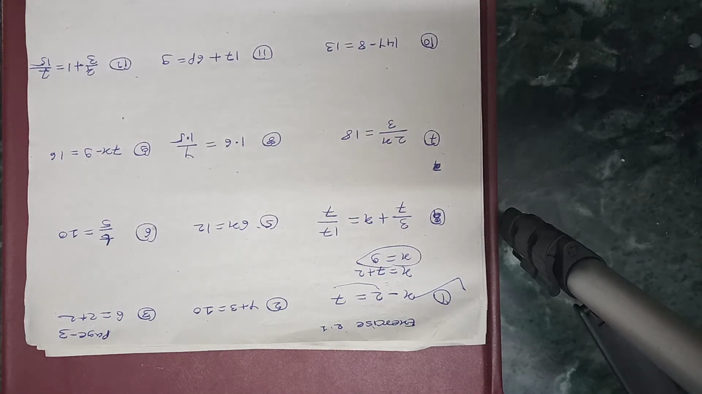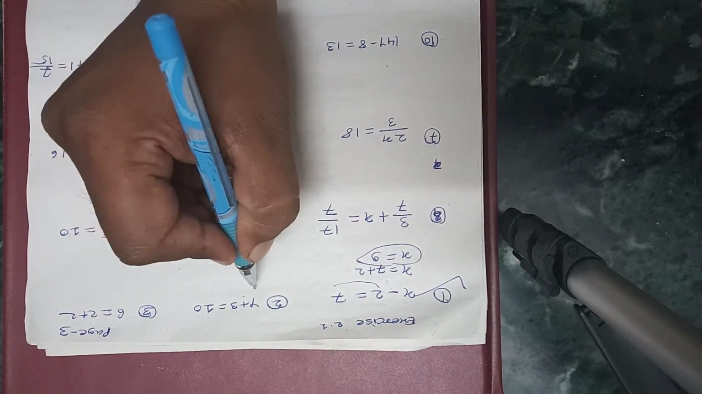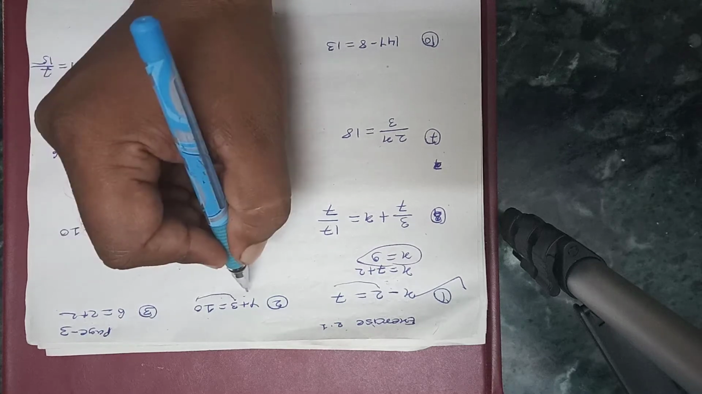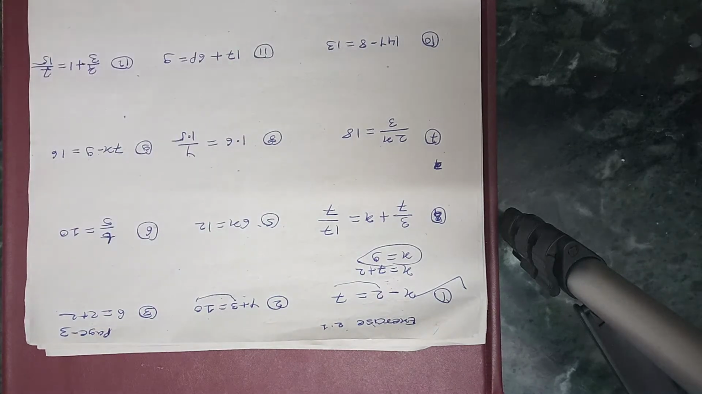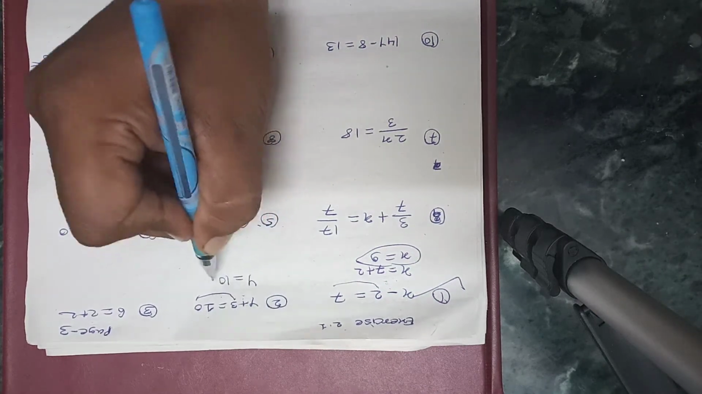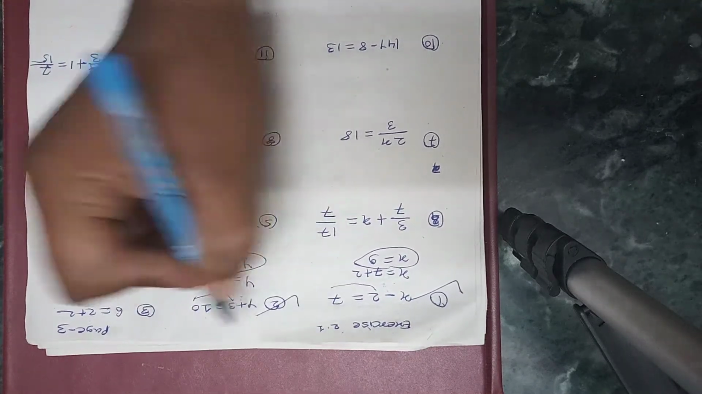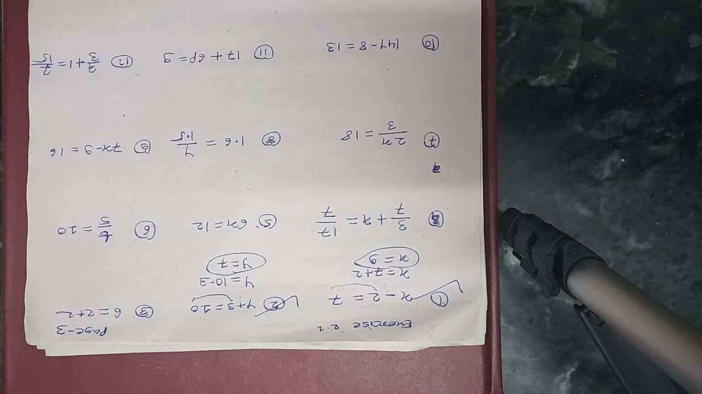Then in the second case, the equation is y plus 3 is equal to 10. Transfer this 3 here. Same, when you transfer from LHS to RHS, the sign gets changed. So positive will become negative. So y is equal to 10 minus 3. y is equal to 7. The answer is y is equal to 7. Example number 2 is solved.